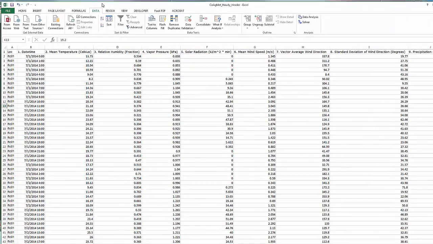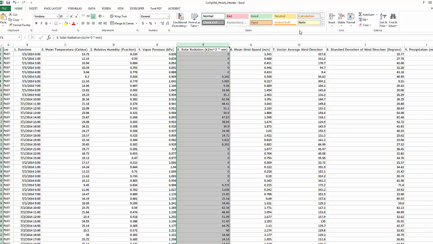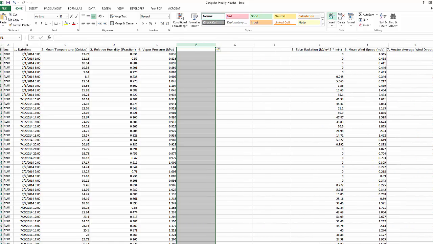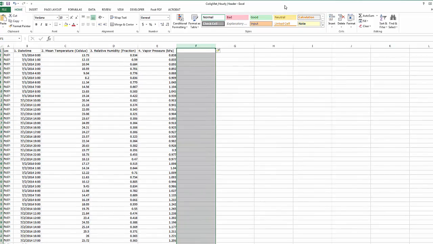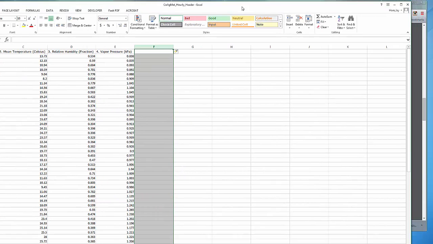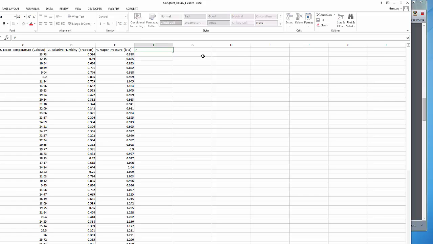So back to our spreadsheet. The first thing I'm going to do is insert some columns, starting in column F, and I'm going to insert 7 columns total just to make this easier. So 1, 2, 3, 4, 5, 6, 7. If you recall, to do this problem, we need the psychrometric constant. That's a function of pressure. So we're going to need atmospheric pressure. We're going to need the psychrometric constant.